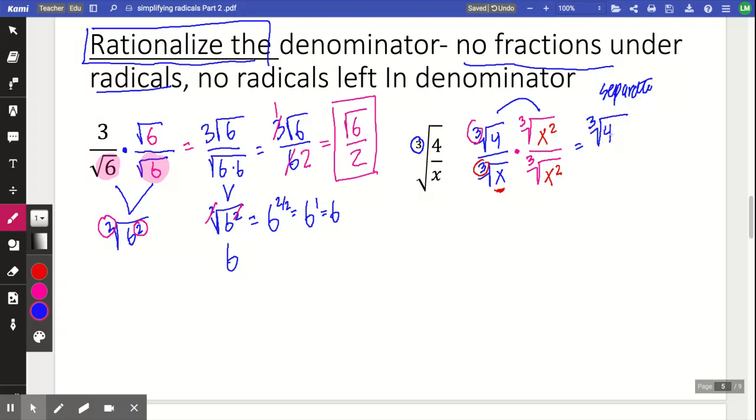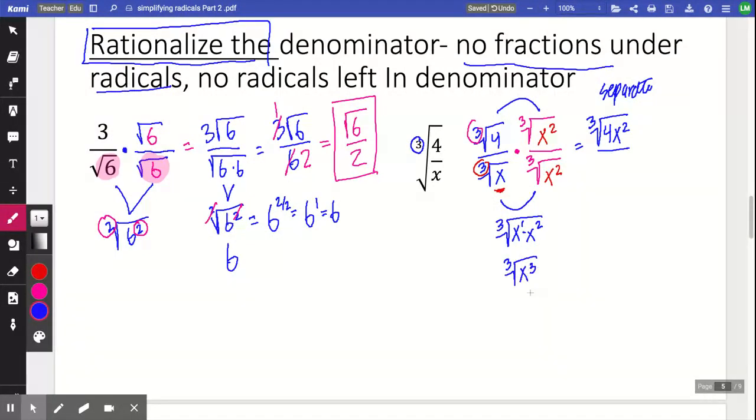We get the cube root of 4x squared. On the bottom, take a look. When we multiply these together, we get the cube root of x times x squared. We have a property that says when you're multiplying these bases, you add the exponents. We get the cube root of x to the third.